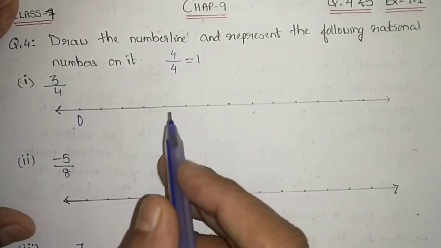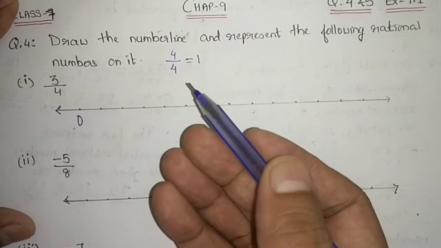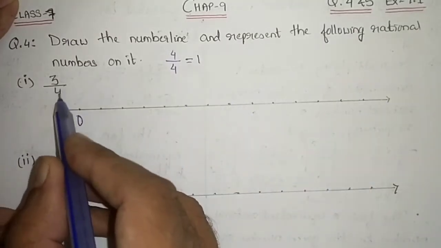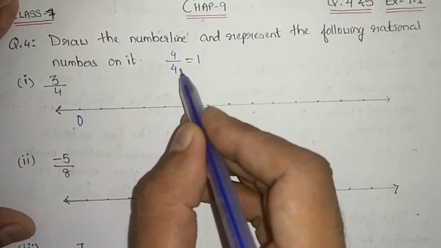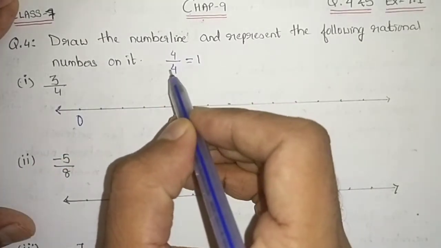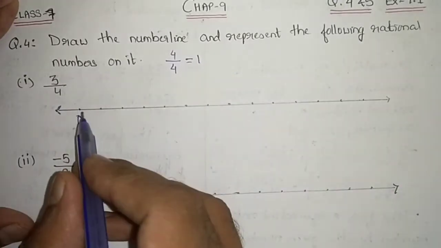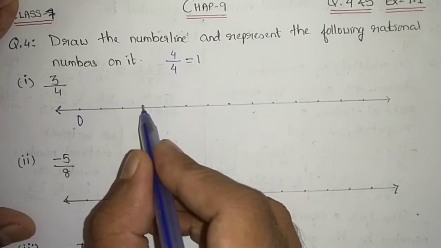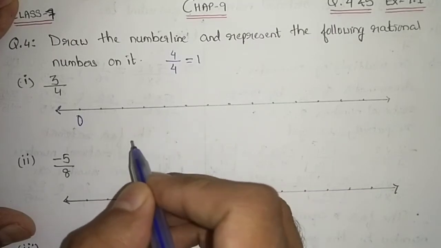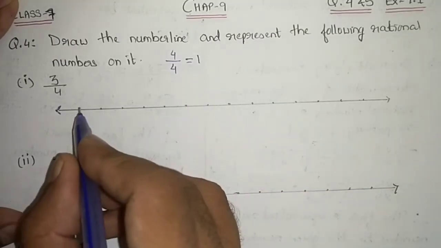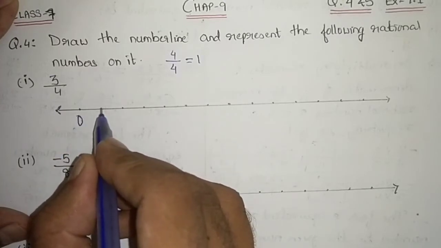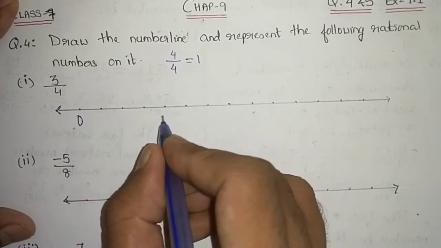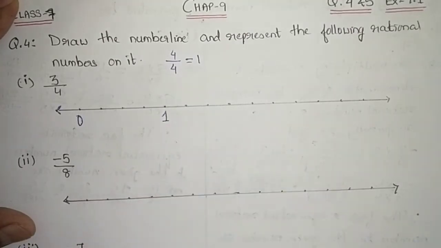We have to identify where is the number 1 and 2 that we are supposed to identify. And to identify that, we must see the denominator. Denominator here is 4. So 4 out of 4 will be 1. That means I have to place 4 equal parts. On the 4th number, I will place my number 1. So let me count. 1, 2, 3 and 4th place. Here my number 1 will come.